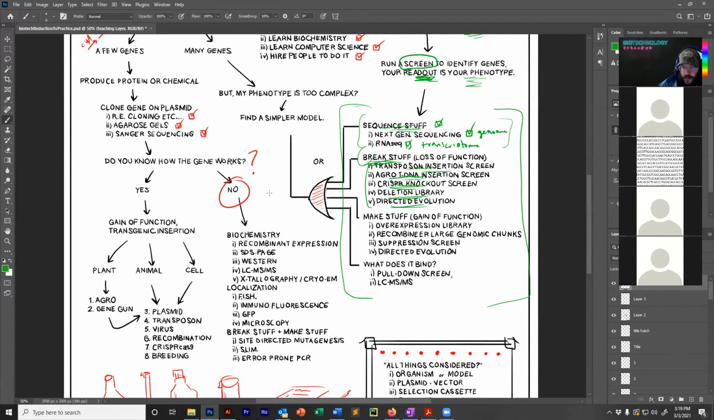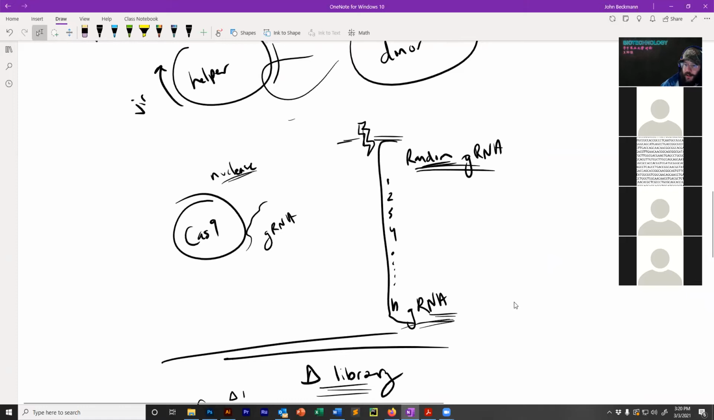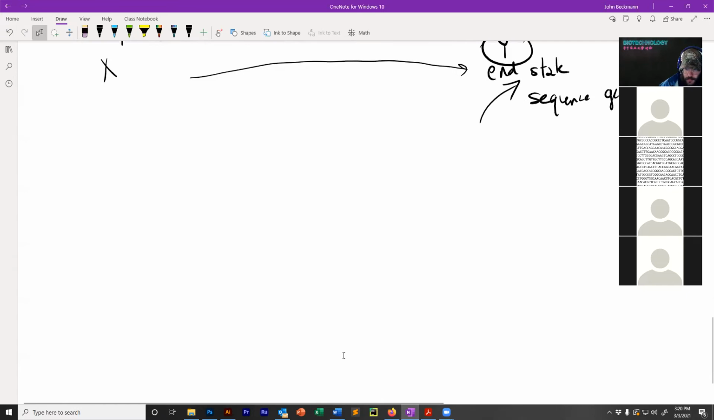With CRISPR, would you be building a library of guide RNAs to perform loss of function screening? Yes, that is exactly what I was saying. You're building a library of guide RNAs, and in this case, I said that they were random. They're literally just random sequence, ATGC, whatever. And if they're random, they're going to target randomly in the genome. You could make a more targeted library if you wanted, but that defeats the purpose of what we're talking about here, because we're talking about how to engineer random shotguns at the genome.